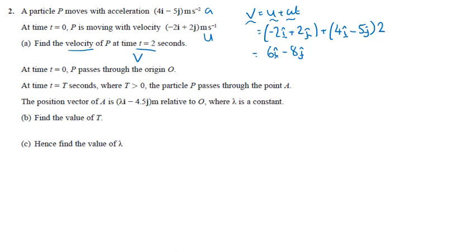Right, so we're also told at t equals 0, P passes through the origin, and at t equals uppercase T seconds, the particle P passes through point A. And we're told the position vector of point A. So find the value of t. Well, what we need to do then is we've got the acceleration, we've got information about the position vector and the velocity, so we need to integrate twice.